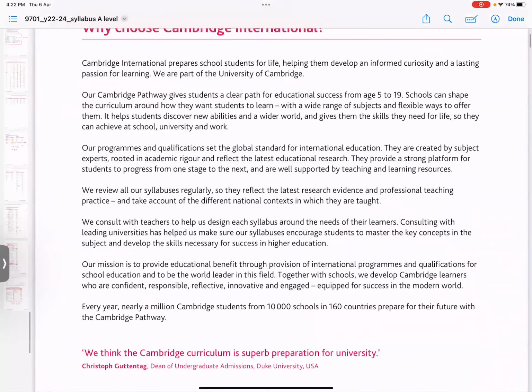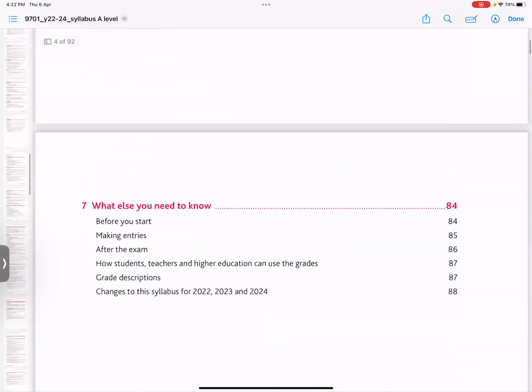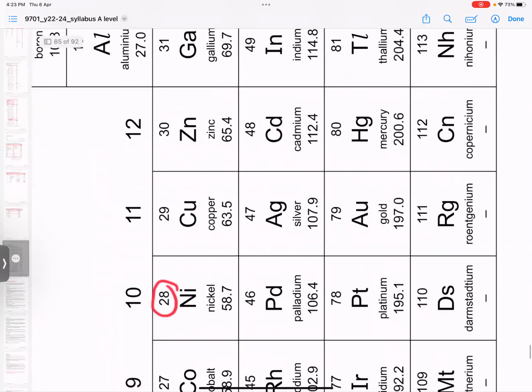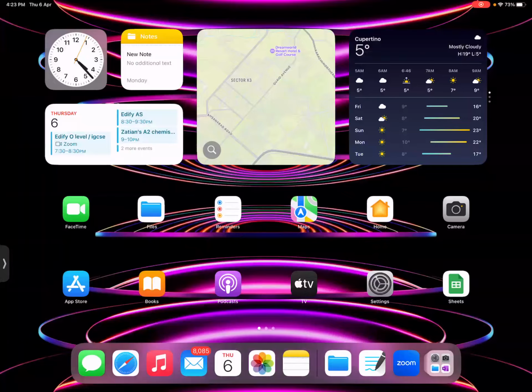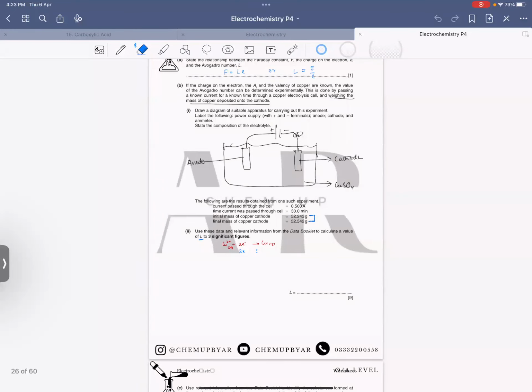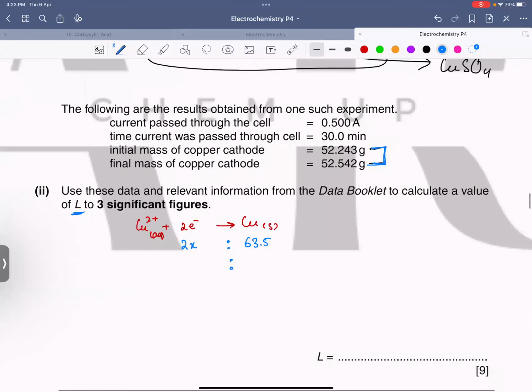So you can take the value from the periodic table. It is 63.5, right? So that is the ratio I have got over there. The charge of 2 moles of electrons, I keep it unknown, I keep it x, and for that I am getting 63.5 grams. Now, during the experiment, what is the change?